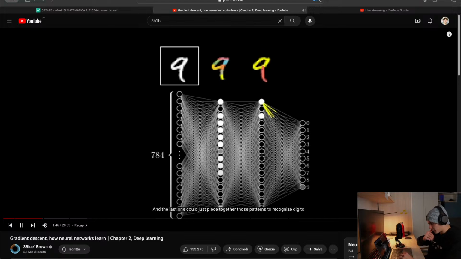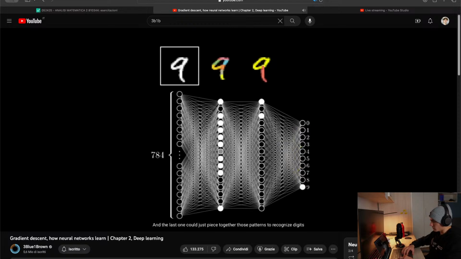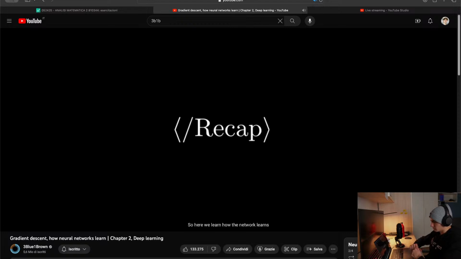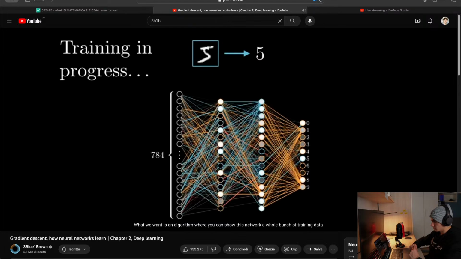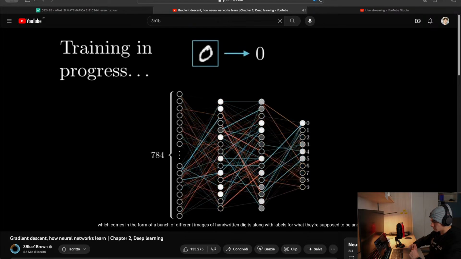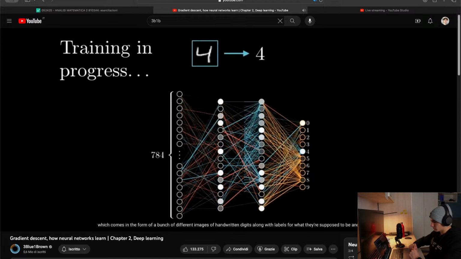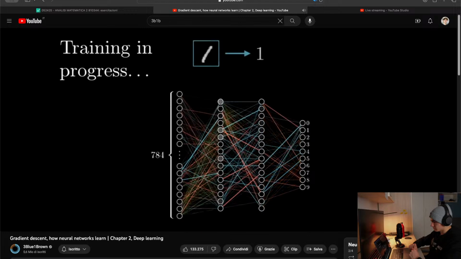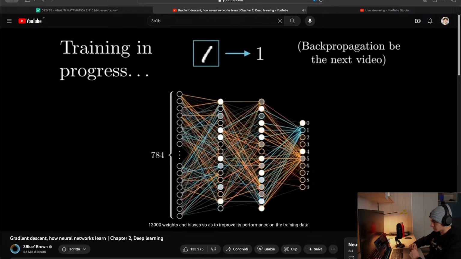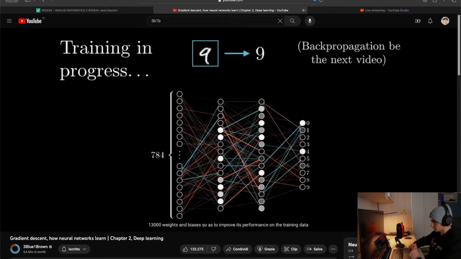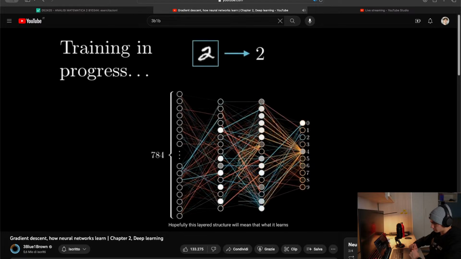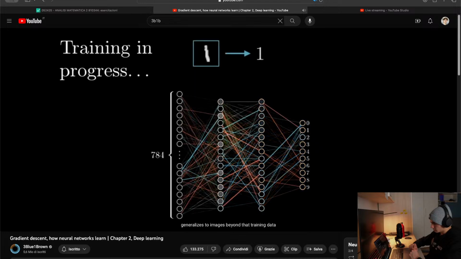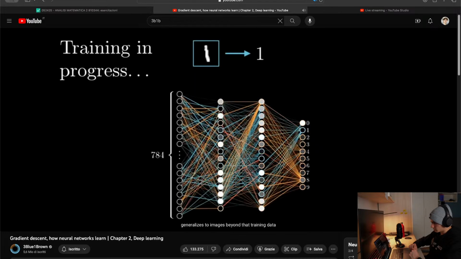And the last one could just piece together those patterns to recognize digits. So here, we learn how the network learns. What we want is an algorithm where you can show this network a whole bunch of training data, which comes in the form of a bunch of different images of handwritten digits, along with labels for what they're supposed to be, and it'll adjust those 13,000 weights and biases so as to improve its performance on the training data. Hopefully, this layered structure will mean that what it learns generalizes to images beyond that training data.